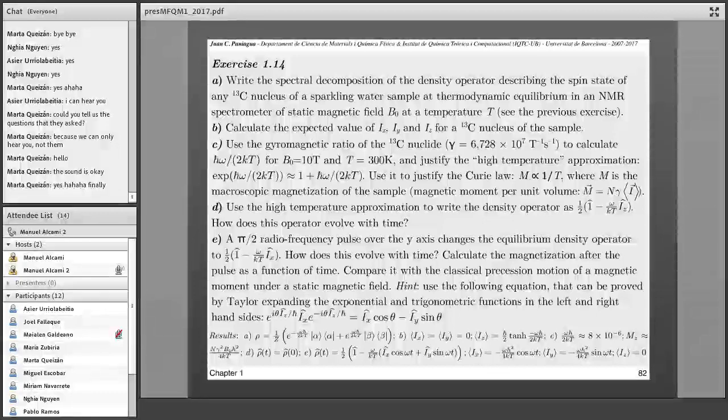Since we have only 2 days until the next class, we leave this for the other week. So this exercise, if you have time, you can have a look. If not, we can leave it for after the bridge, the long bridge. Well, let's go on.